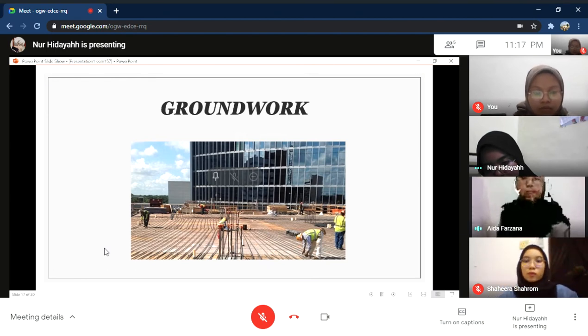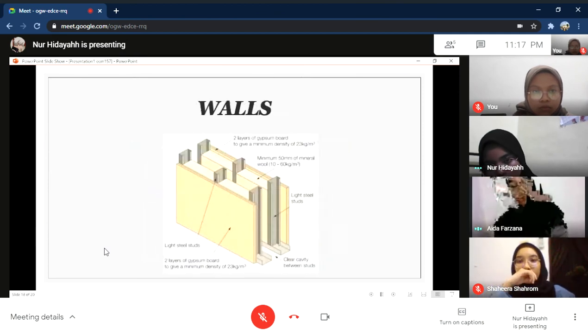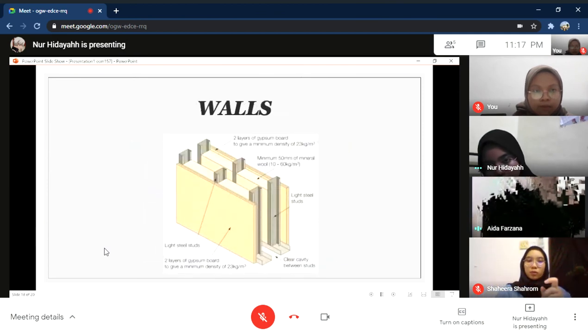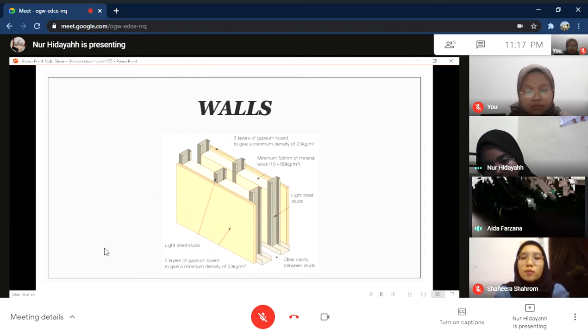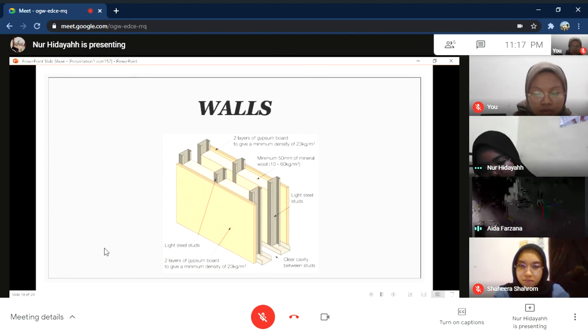Okay, next is walls. Most hospital construction uses this structure for walls because the main and important thing is to build a long-lasting building, and also one that can absorb all the vibration and noise that comes from the building.